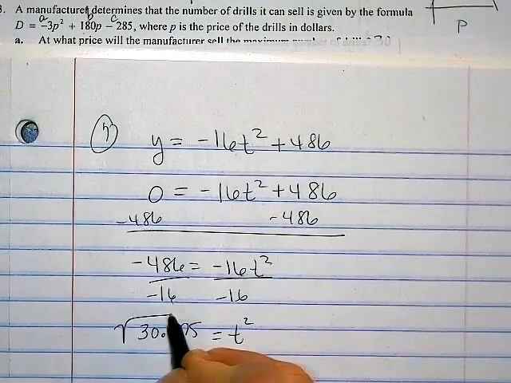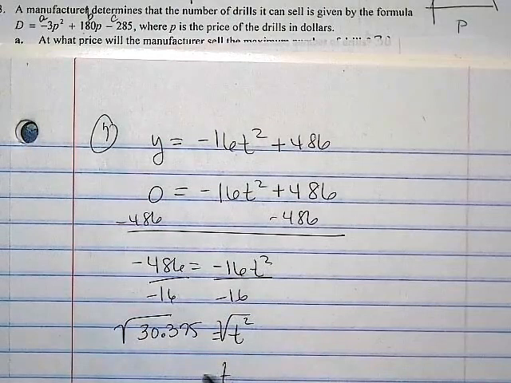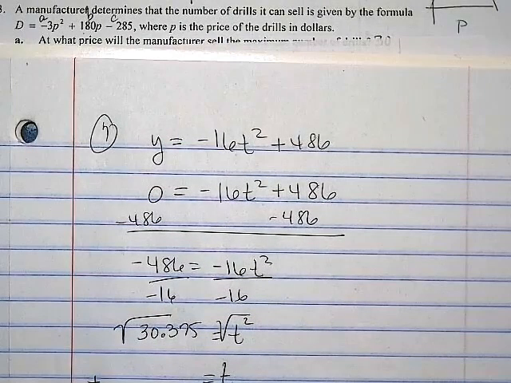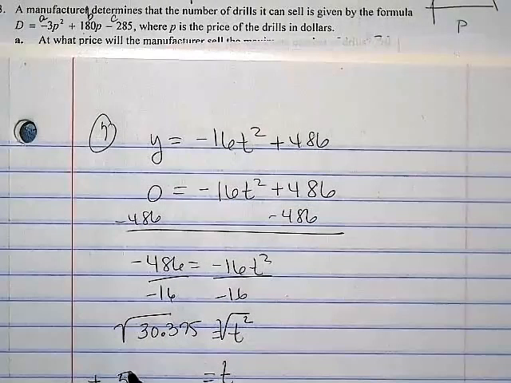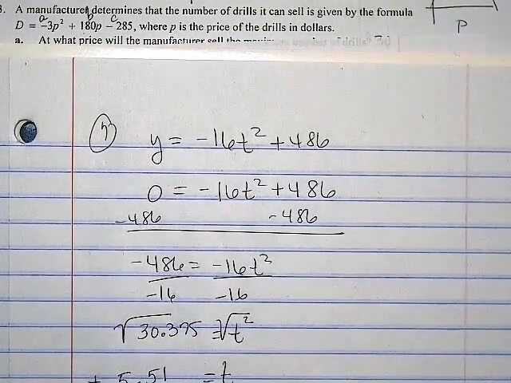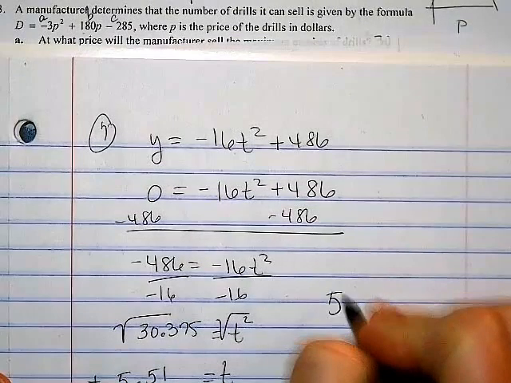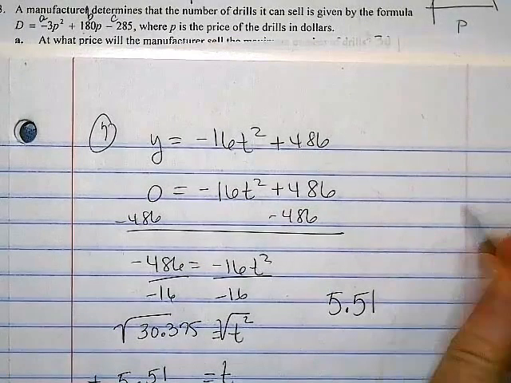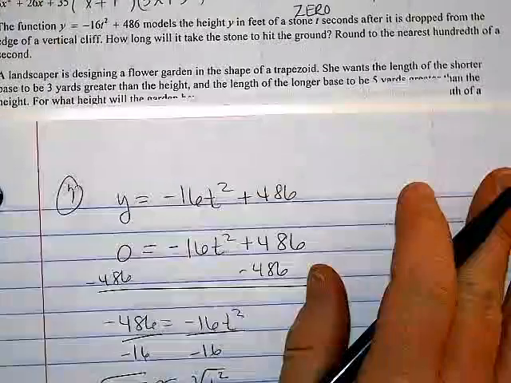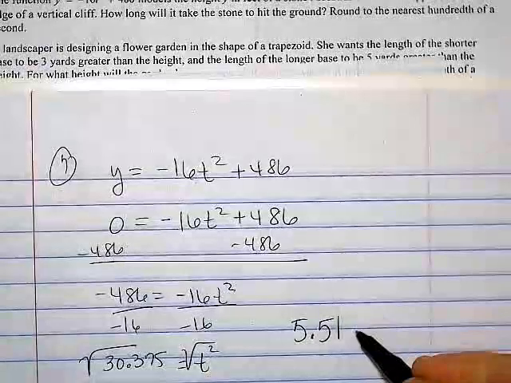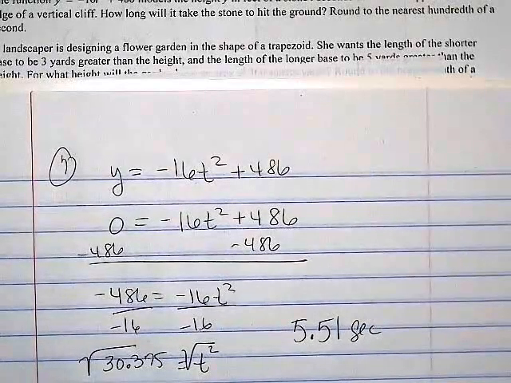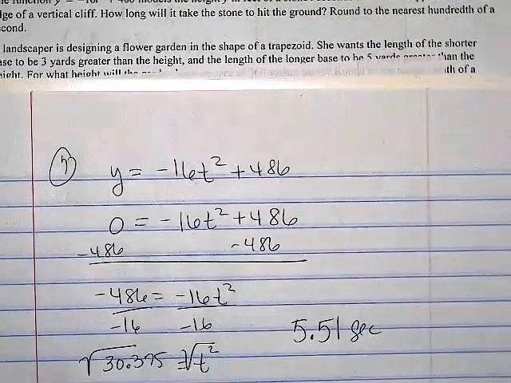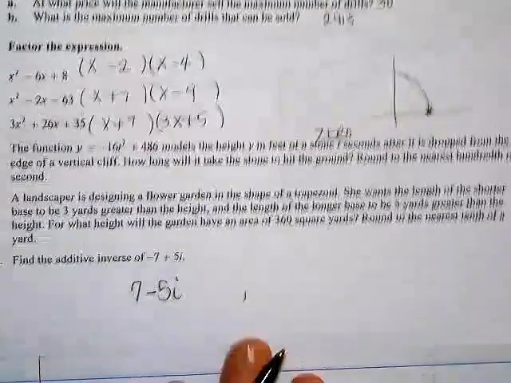30.375, and then take the square root. Remember when you take the square root that you get plus or minus. You get 2 versions of that number, but do we really need both of those? What's the one that's the answer for this? The positive one. So the answer here is 5.51, I believe, seconds is what we're working on here. Yes, seconds.